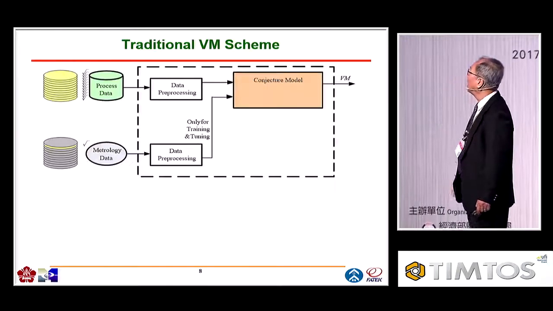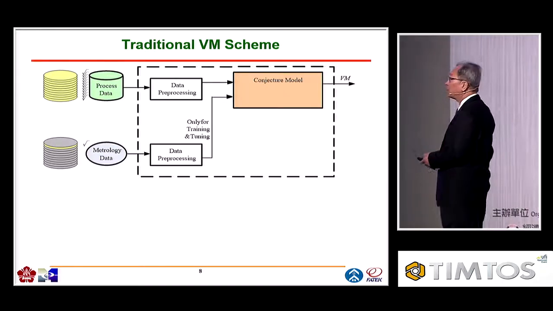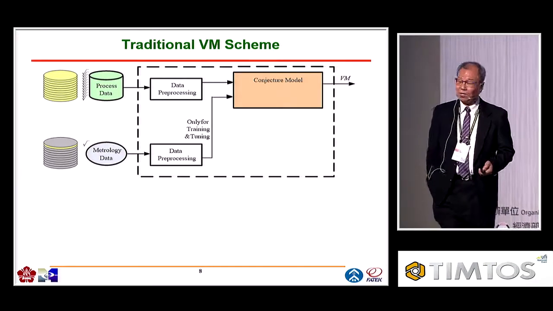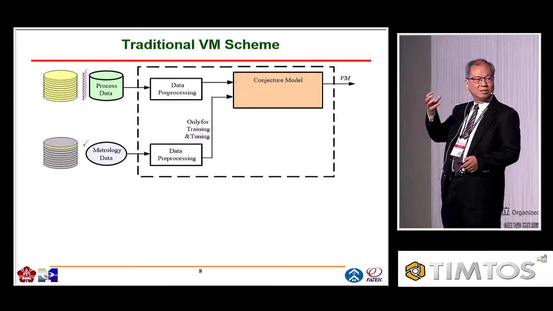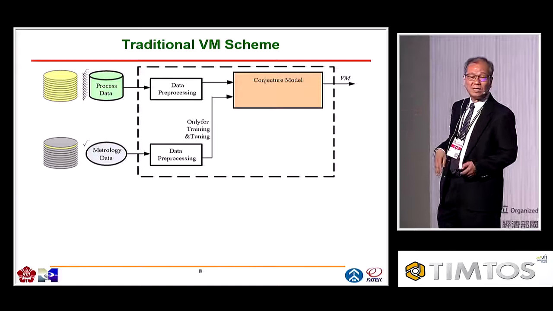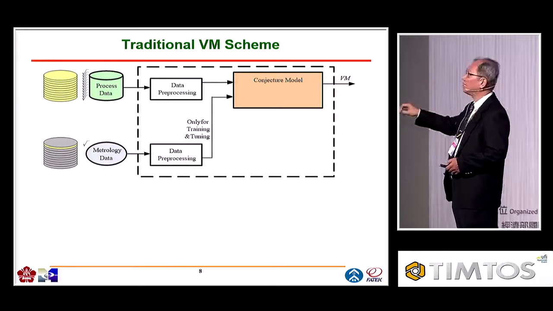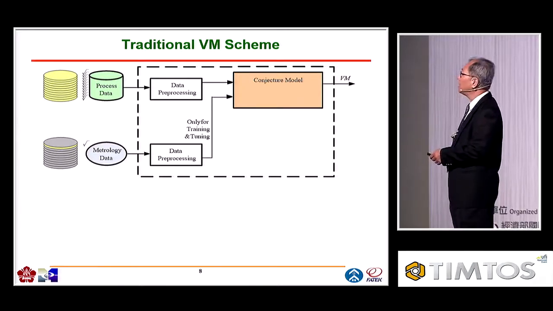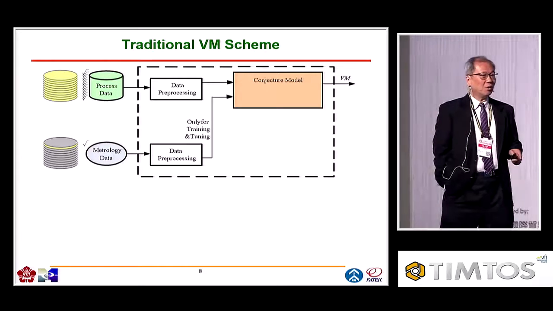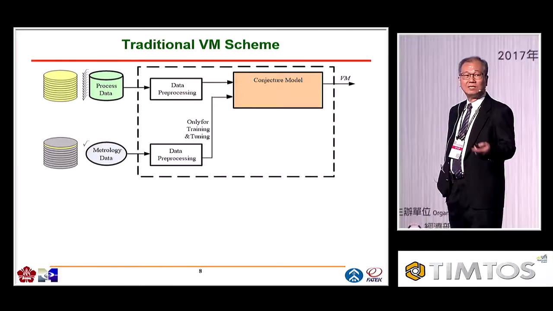Okay, so what is the AVM technology? Let me show you the traditional VM scheme. What I mentioned to you is that we need to have process data. Of course, in semiconductor manufacturing, they have production equipment with all kinds of sensors, and they already collect all that data in a database. Then we can collect all those sensor data from the database easily. But for CNC machines, most of them don't have sensors installed yet. Of course, we can install them ourselves.